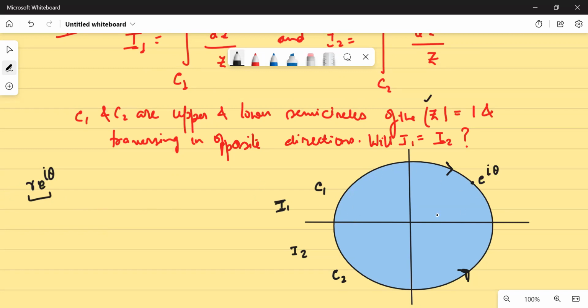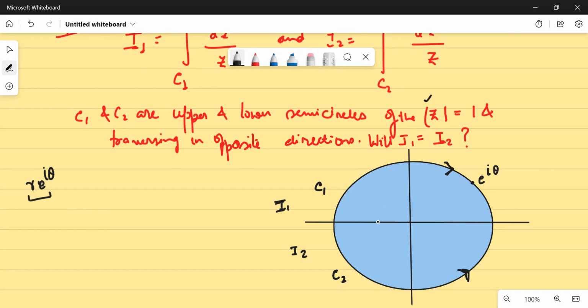अच्छा, C1 के लिए, because C1 is a clockwise orientation. So angle would vary from pi to 0. Okay. So angle would vary from pi to 0, if I'm talking strictly in the sense of principal argument. Okay. Like angles in the principal argument.